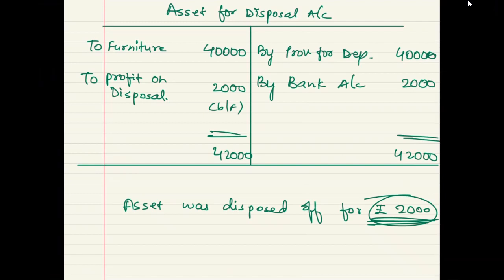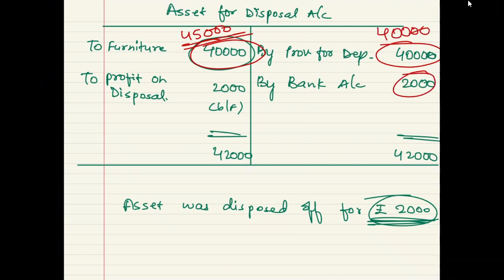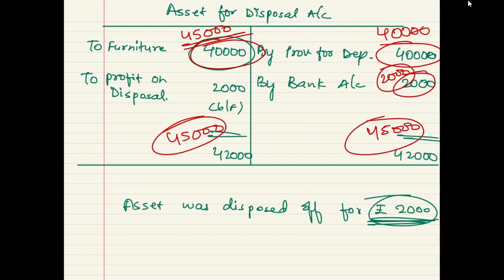Let's say another scenario I will give. The asset was originally not 40,000, it was 45,000, and we have charged depreciation of 40,000 only, and we have received 2,000 rupees in the bank. So on the debit side you have 45,000 as the total, and here also it should be 45,000. So the remaining 3,000 would be the loss on disposal.